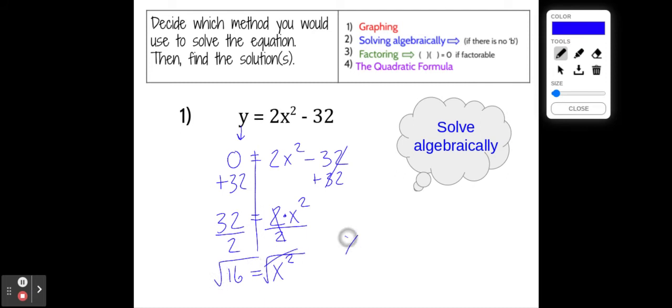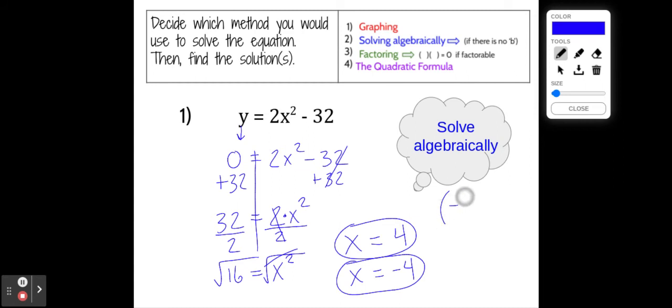And of course, I just want the value of x, so I'm going to take the square root. And now remembering that the square root of 16 could be 4, because 4 times 4 is 16, but the square root of 16 could also be negative 4, because negative 4 times negative 4 is also 16. So here we have two solutions, positive and negative 4.